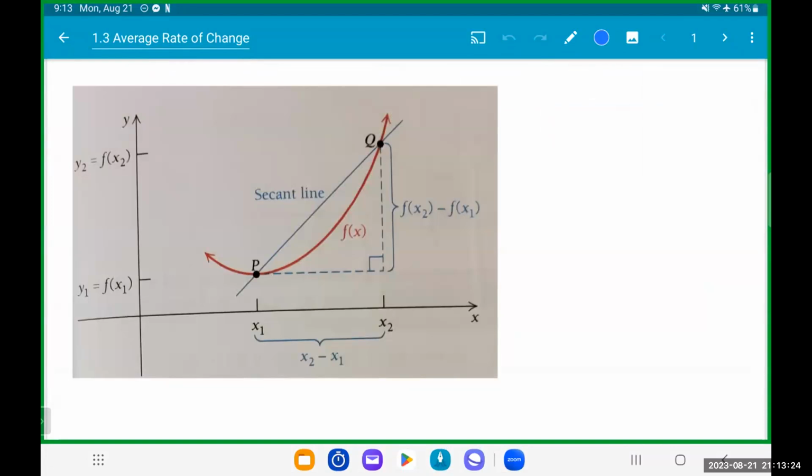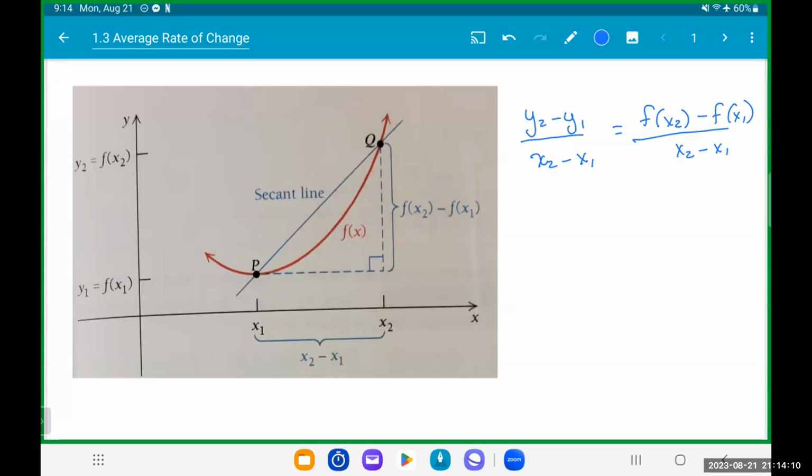And actually, by definition, the average rate of change of y with respect to x, as x changes from x1 to x2, is the ratio of the change in output to the change in input. This brings us back to our pre-calc 1 days, where we have y2 minus y1 over x2 minus x1. That's really just that rate of change. It can also be written as f of x2 minus f of x1 over x2 minus x1.